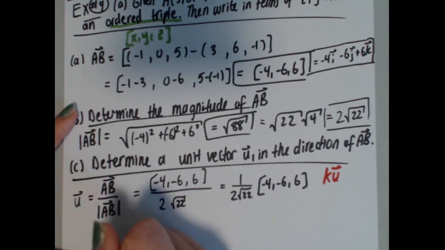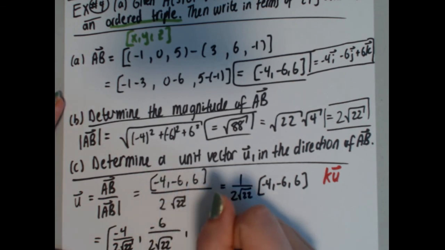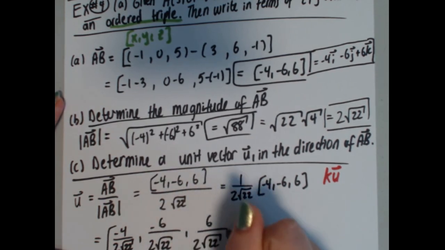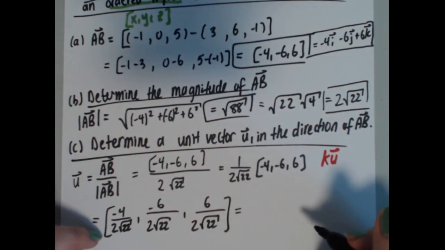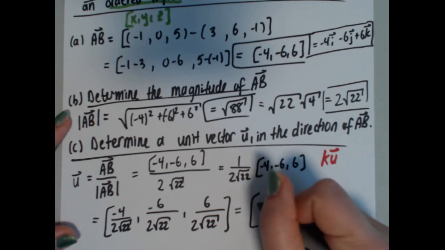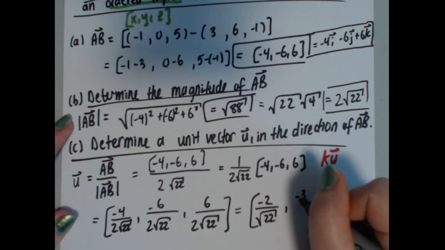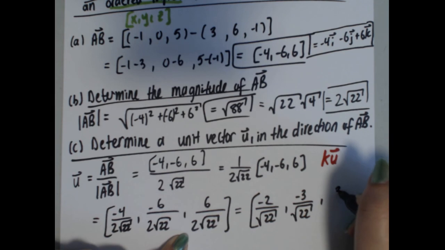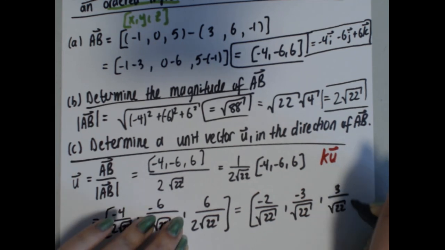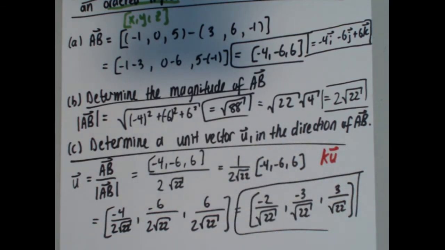So then that's going to be equal to -4 over 2 root 22, comma, -6 over 2 root 22, comma, +6 over 2 root 22. And as a final step, I'm just going to simplify this. -4 divided by 2, that's -2, so that's -2 over root 22. -6 divided by 2 is -3, so that's -3 over root 22. 6 divided by 2 is 3, so 3 over root 22. So there we go. There is the answer to part C.